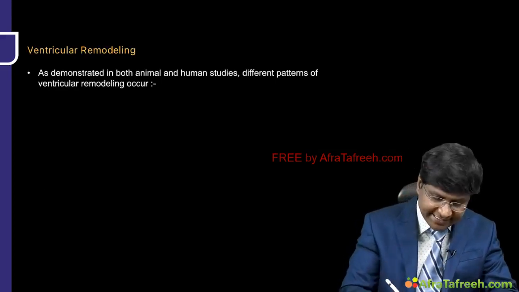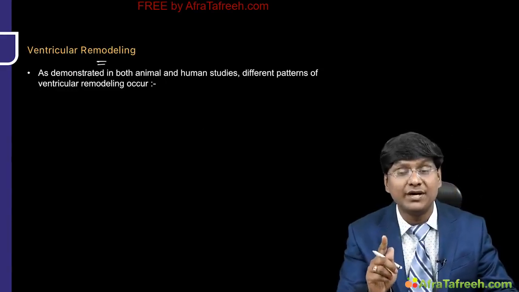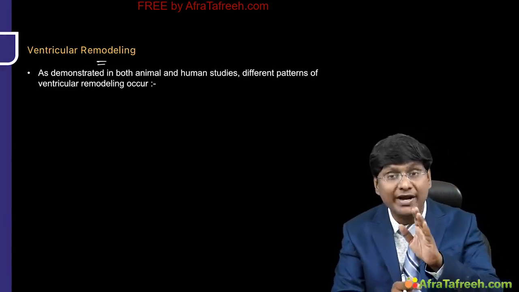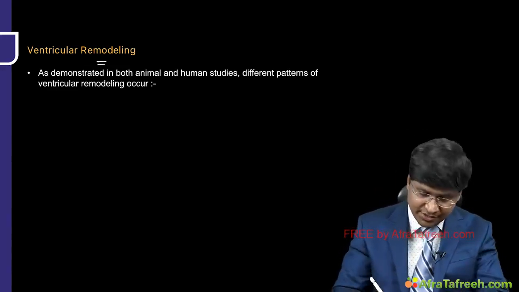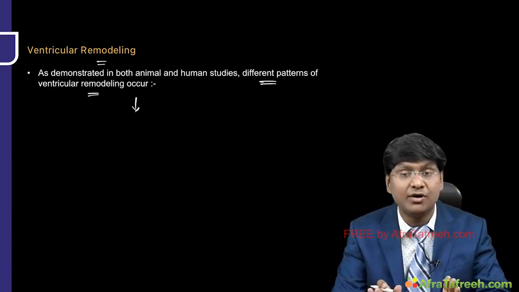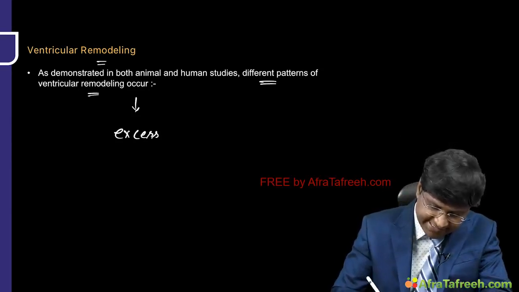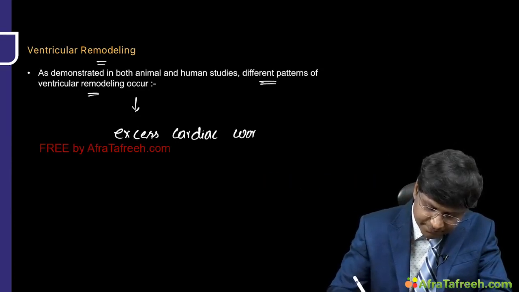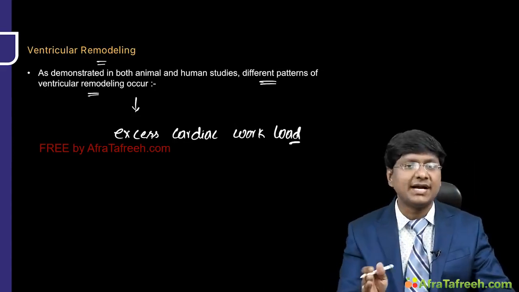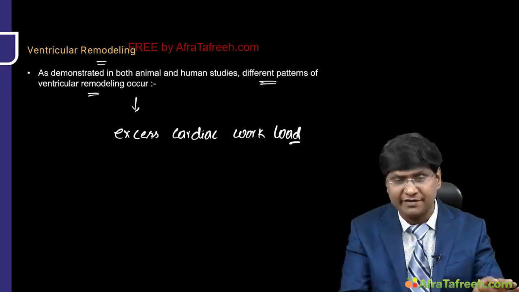So you have to understand that, first and foremost, very important, there is ventricular remodeling. There are different patterns of ventricular remodeling, and it occurs in response to excess cardiac workload, either because of hypertension or because of aortic stenosis, whatever it might be.